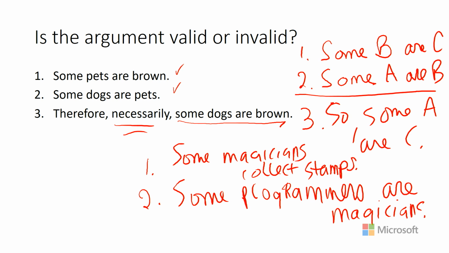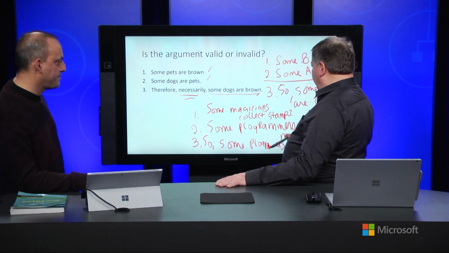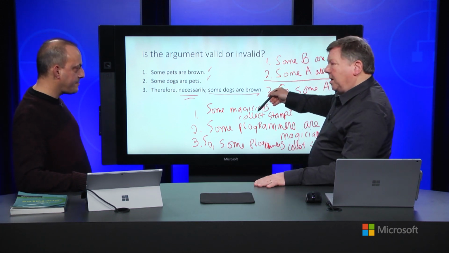Some programmers are magicians. Some magicians collect stamps. And then the conclusion would be what? Some programmers collect stamps. Yeah. Now, I don't know if there are programmers who collect stamps, but these two premises would not prove it.